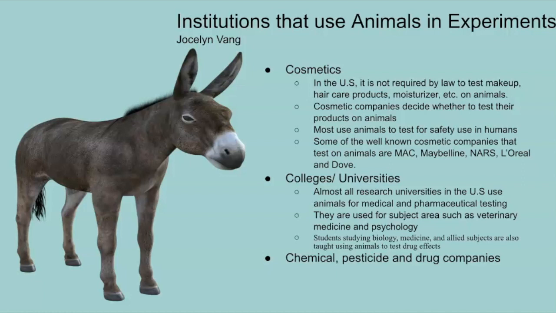Colleges and universities. Almost all research universities in the United States use animals for medical and pharmaceutical testing. They are used for subject areas such as veterinary medicine and psychology. Students studying biology, medicine, and allied subjects are also taught using animals to test drug effects. Chemical, pesticide, and drug companies also use animals in their experiments.